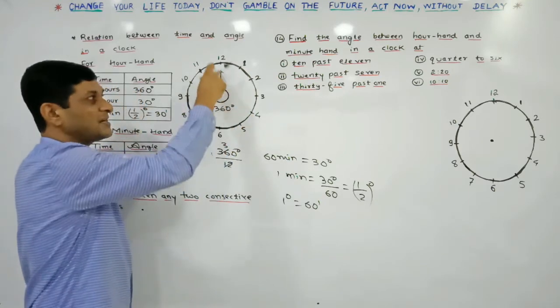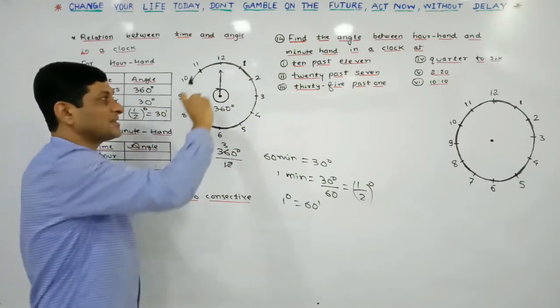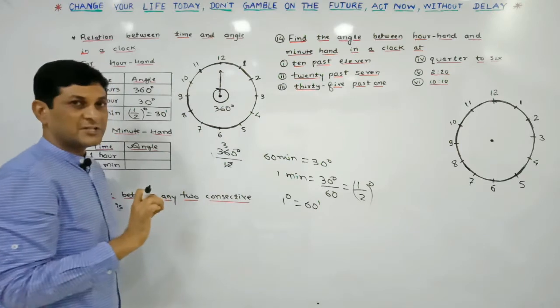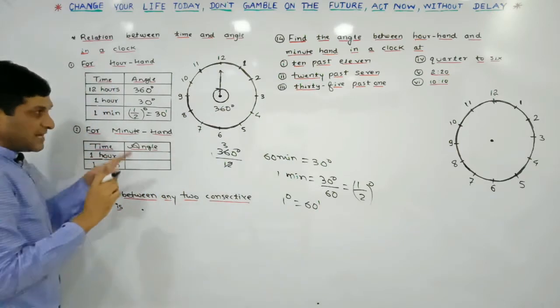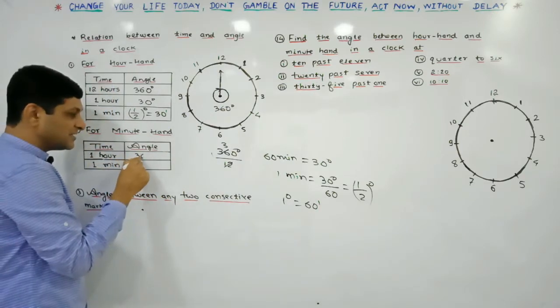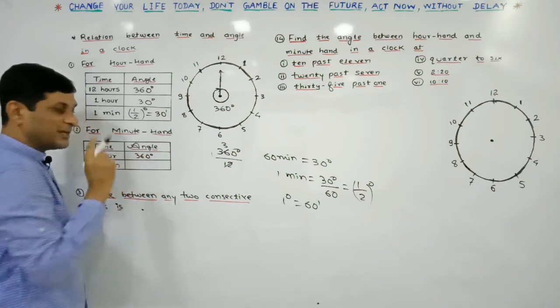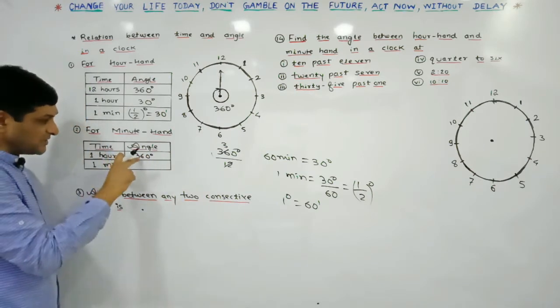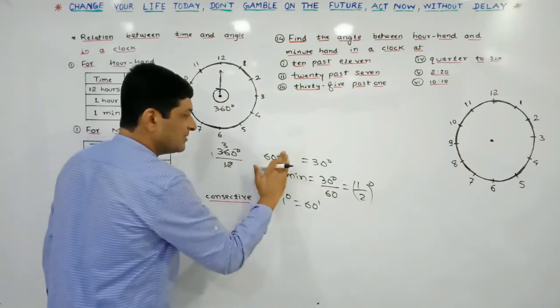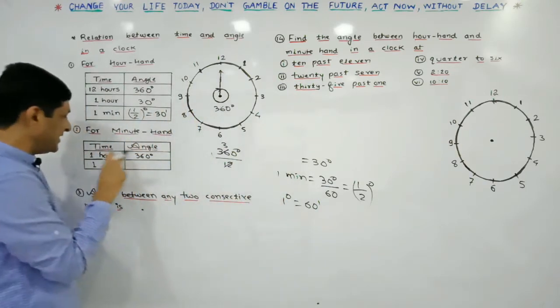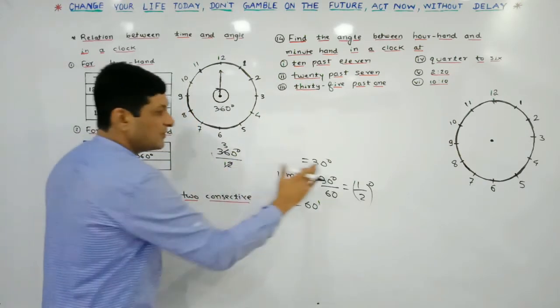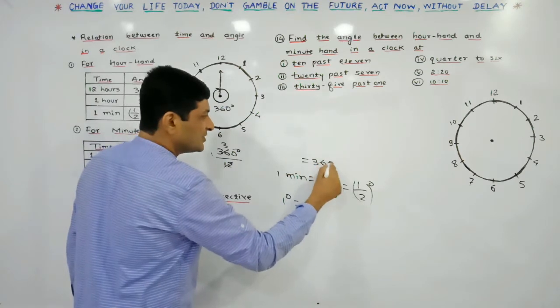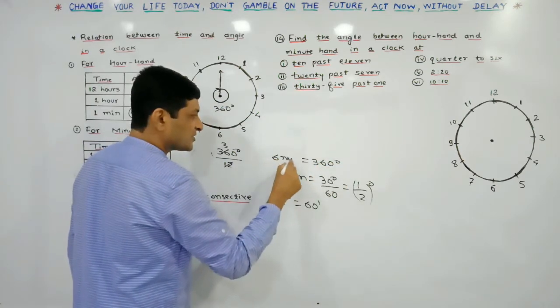Means this is now the minute hand. The minute hand takes 1 hour to complete one rotation. And in 1 hour, it makes how much angle at the center of a clock? It will be equal to 360 degrees. Now this 360 degrees is the angle made in 1 hour. 1 hour means it will be made in 60 minutes.